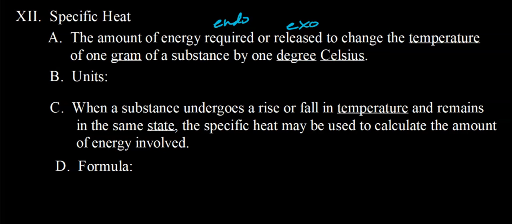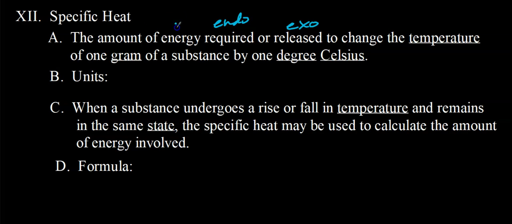Specific heat is the amount of energy required to increase the temperature of 1 gram of a substance by 1 degree Celsius. So heating is an endothermic process. Let me state it another way. Specific heat is the amount of energy released when the temperature of 1 gram of a substance decreases by 1 degree Celsius. So cooling is an exothermic process.